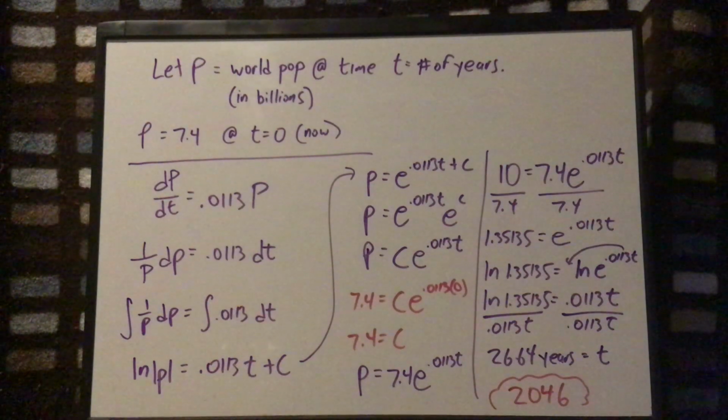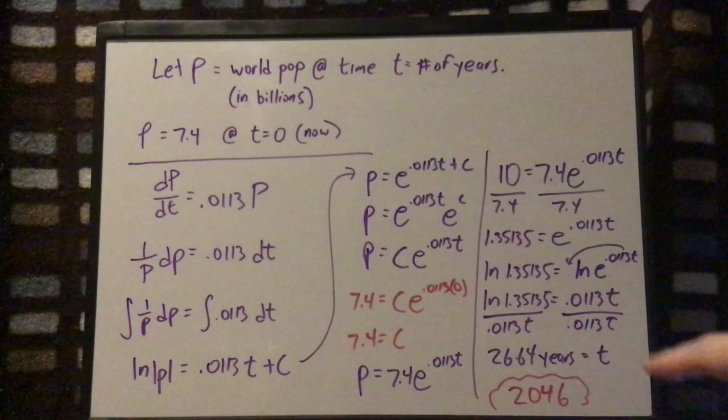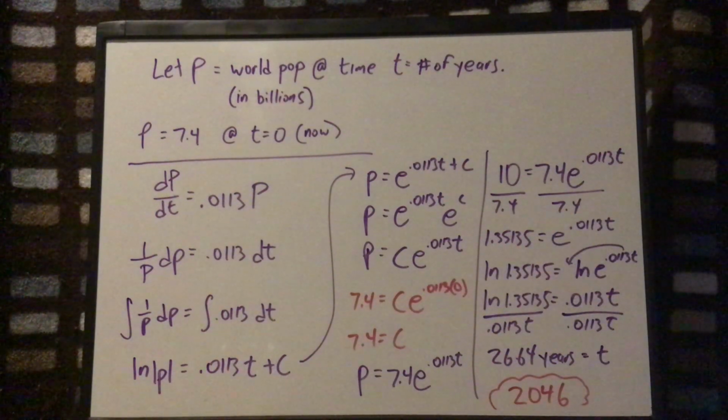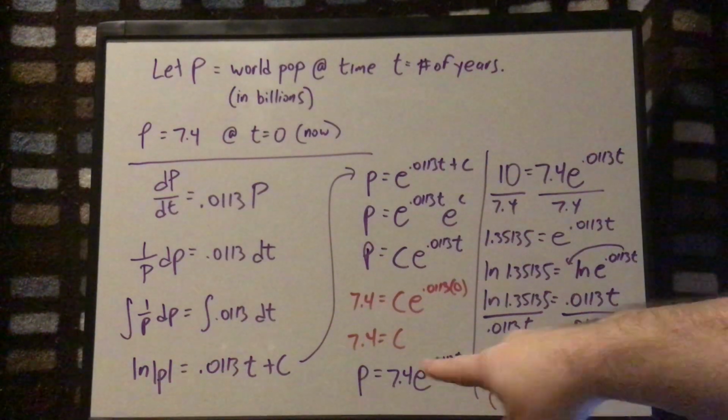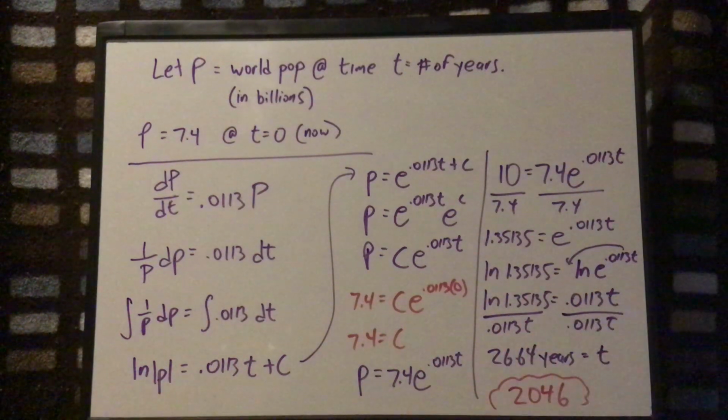So I get P equals C e to the 0.0113t. That's my general growth formula with the rate plugged in, but I want the specific one where I've solved for the C, so I'll use my initial condition. Remember, at time 0, the population is 7.4. If I plug in time 0 and population 7.4, I can solve that C is 7.4, and then I get my actual population function. So I can predict the population of the world so long as I put in the number of years from 2020, this year. And it would actually work backwards too, so long as the model holds.